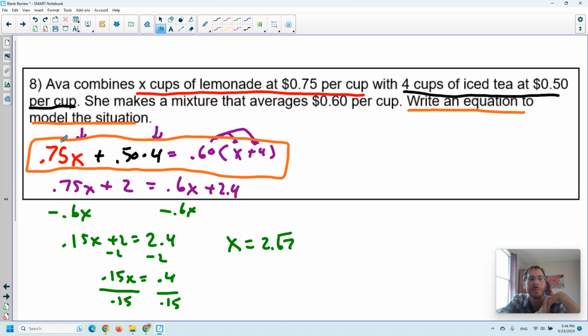It says write the equation to model the situation. So that's what we got. So kind of the big key on this one is this x plus 4 idea, that we're adding the x cups of lemonade with the 4 cups of iced tea to make x plus 4 of something new. So there we go. I had a little too much fun, but that's okay.